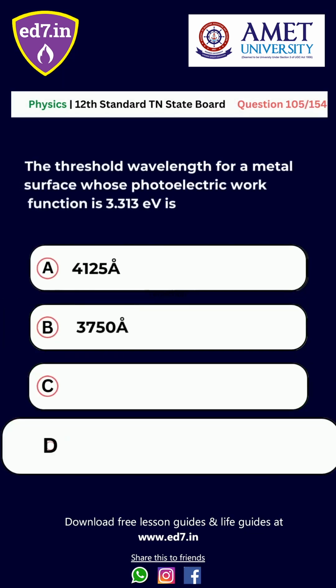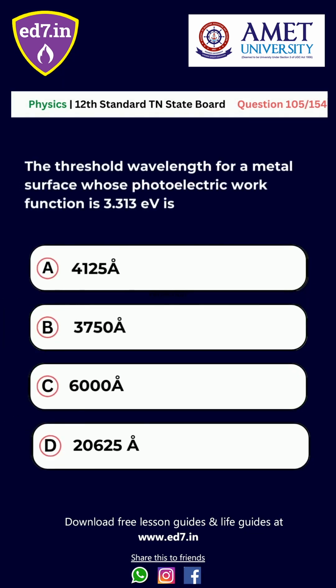Question number 105. The threshold wavelength for a metal surface whose photoelectric work function is 3.313 eV is: option A 4125 angstrom, B 3750 angstrom, C 6000 angstrom, D 20625 angstrom. The right answer is option B, 3750 angstrom.